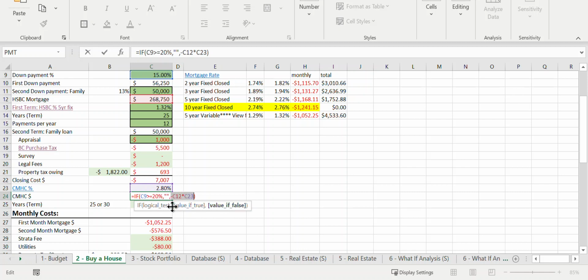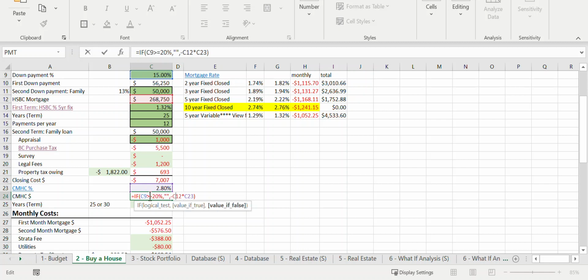If it's true, I'm going to put in a quote, quote. Quote, quote just means put everything that's between the quotes, which is absolutely nothing. So you're quoting nothing, meaning that if you're over 20%, or equal to 20%, then you don't have to worry about CMHC because the rules don't apply. It's only if you put less than 20% down on your mortgage that you need to pay.